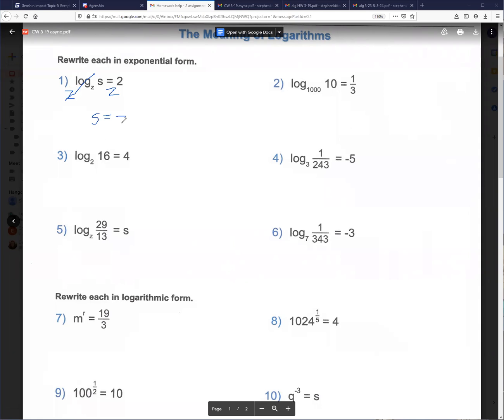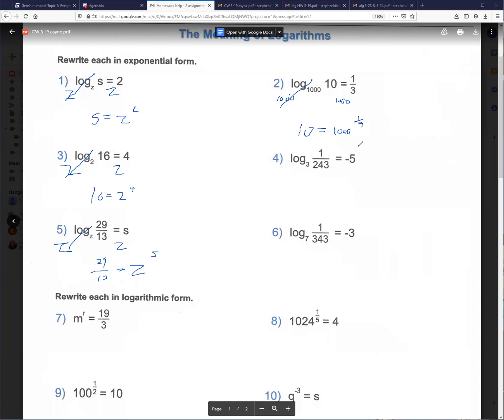So s equals z squared, 2 to the on both sides, 16 equals 2 to the fourth. Z to the on both sides, cancel, 29/13 equals Z to the S. And do 1,000 to the on both sides. And so 10 equals 1,000 to the 1/3.